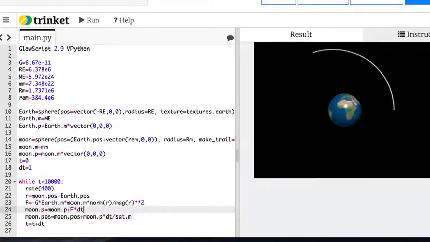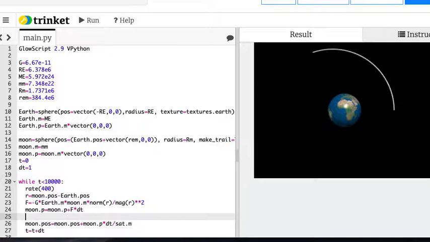So I use that to update the momentum of the moon. I need to now update the momentum of the Earth. Earth.p equals Earth.p minus F times dt. So really it'd be plus the force on that, but it's negative F, so I'm just going to say minus F. And then I need to update the position of the Earth. Earth.pos equals Earth.pos plus Earth.p times dt divided by Earth.m. I think that's good.